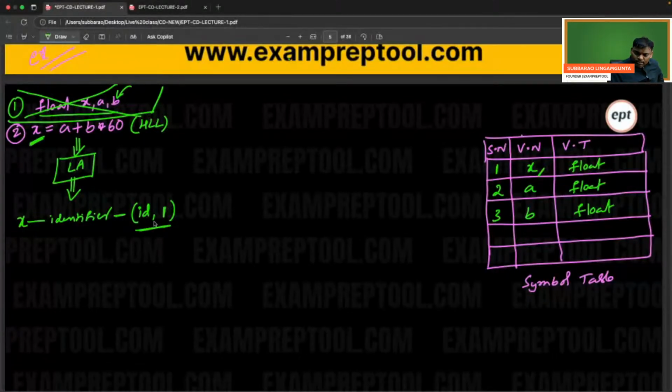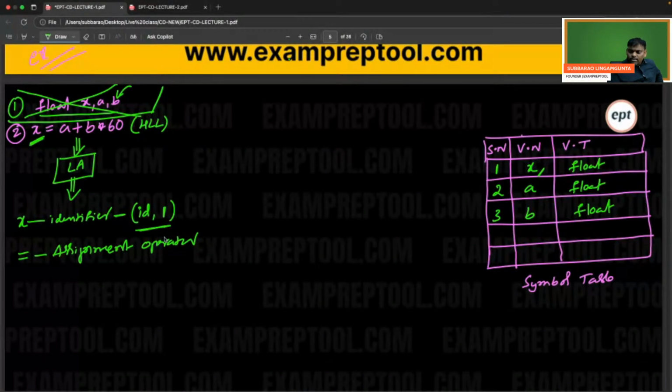Now see the next one. Very interesting. After X, equal came. Remember, equal is an assignment operator. Try to remember, equal is an assignment operator. But remember, you don't give any token number. It is a token, but you don't give any token number. Right? You got to know.